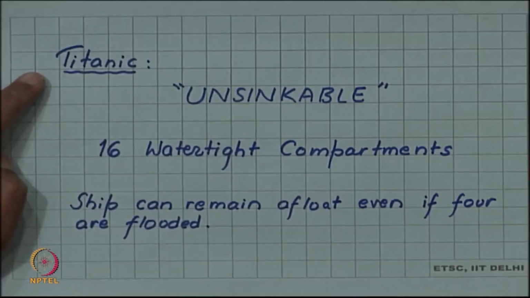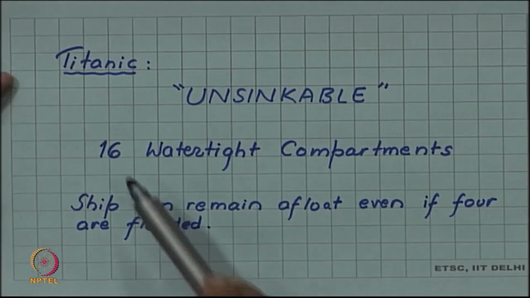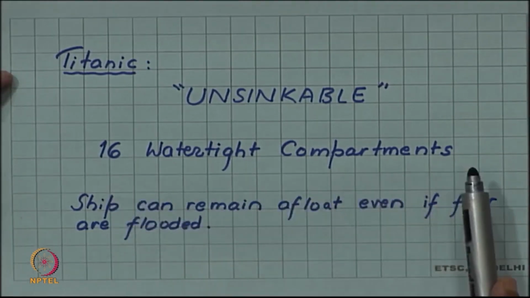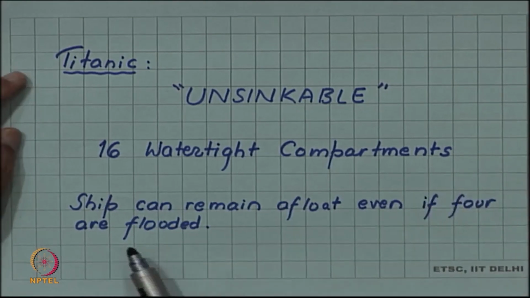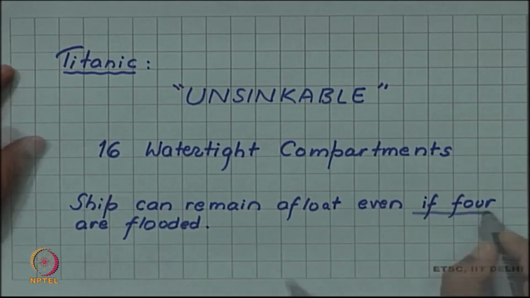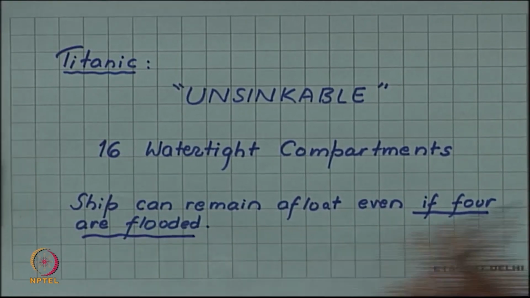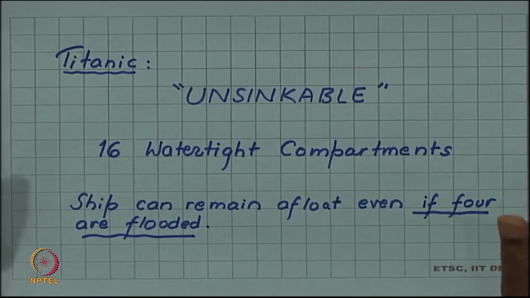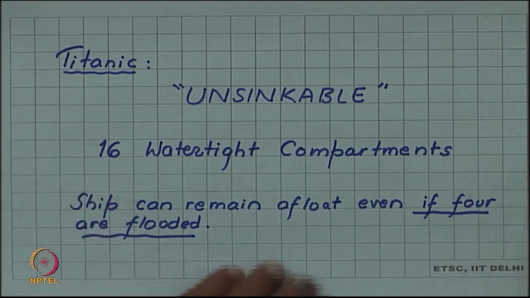and it was called unsinkable because of a special design which had 16 watertight compartments in its hull, and the design was such that even if 4 of these compartments are flooded, the ship will not sink. So, the compartments are watertight such that if one compartment is flooding, the water will not leak into the other compartment, and if 4 of these compartments simultaneously get flooded, still the ship will be floating.